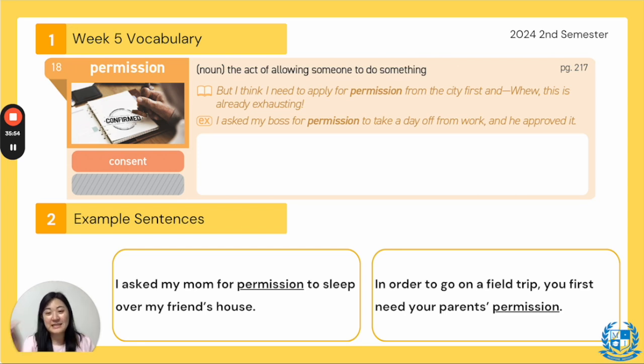Here, it says, I asked my mom for permission to sleep over my friend's house. And if you know something about my mom, she never let me. I think I shared this with some people during Spirit Week last semester. Next one, it says, in order to go on a field trip, you first need your parents' permission. Of course. Maybe they have you fill out a paper, or maybe they just have an email, or I'm not sure. But you need permission in order to go on the field trip.